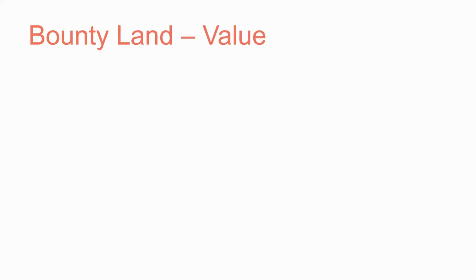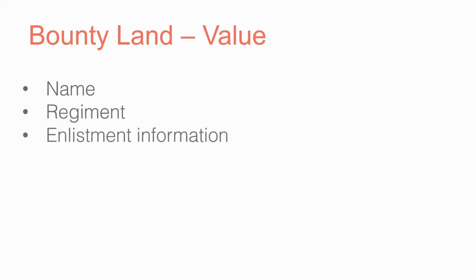Bounty land records are broken into 2 groups. First, we have the application files, and then the entry case files. We're going to focus on the applications since they typically have more genealogical value. So in the applications, you're going to get the soldier's name and which regiment they served with. You will get information about their enlistment and also the time frame of when they served and where they served.